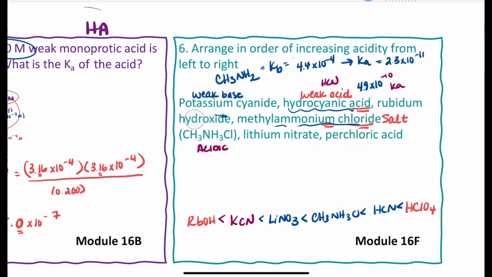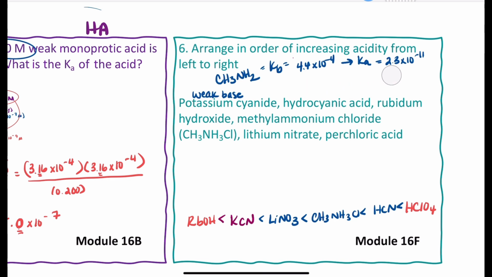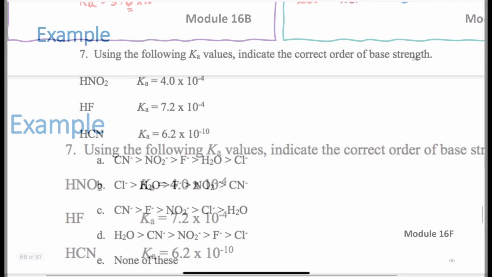And then I just had to compare my acids. So again, weak base, weak acid, strong base, weak acid, neutral, and strong acid. And my weak acids, I just compared their Ka values. The bigger the Ka, the stronger the acid.